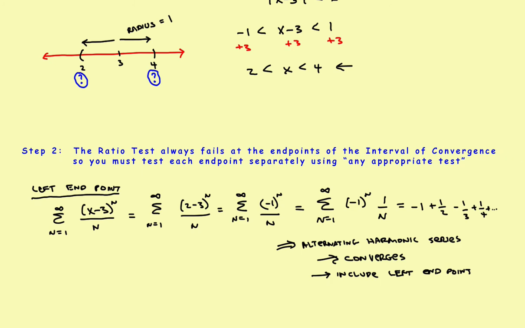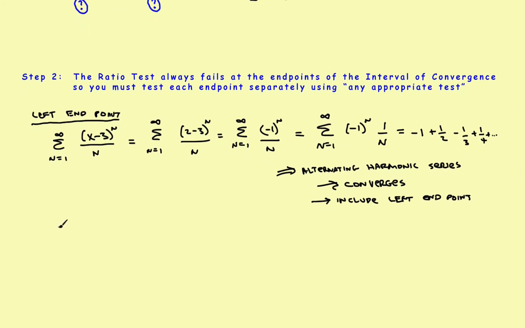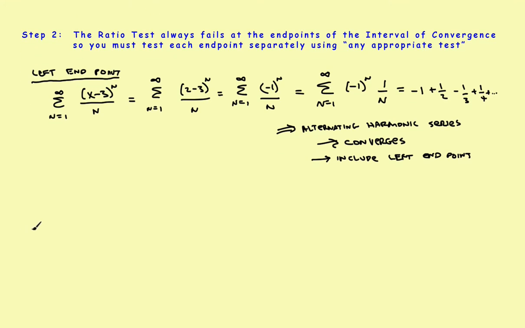Now you have to separately test the right endpoint. So let's do that one. So we'll scoot that down to here, and this time we'll check the right endpoint. Now we use the same thing, summation from n equals 1 to infinity of the original problem, (x minus 3) to the n divided by n.